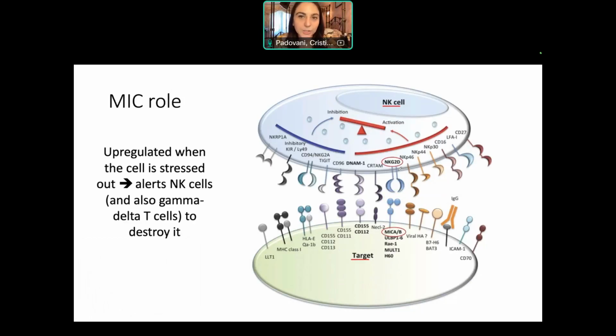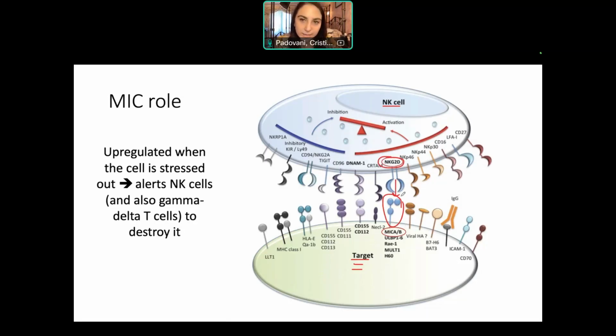It will alert an NK cell via the NKG2D receptor. You don't have to know that. I would know MIC, but I don't think you need to know that personally. When it upregulates this, the NK cell can bind to it, and it's like, oh, this cell's in danger. This cell needs to be targeted. Another cell that can recognize the MICs is your gamma delta T cells.